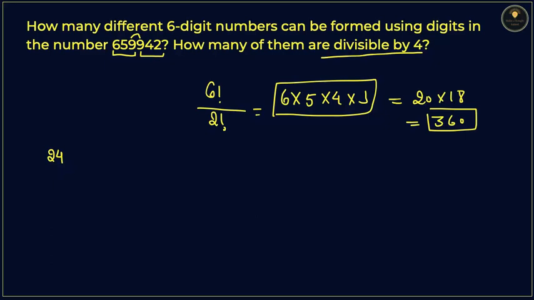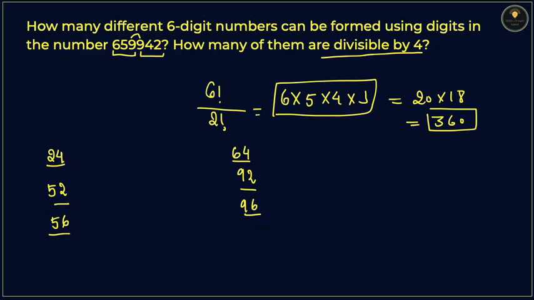The second one that you will get from here is 52, and the third is 56. The fourth one can be written as 64, and then we have 92, and at last we have 96. So all these numbers will be treated as the last 2 digits, by which we can say the number is divisible by 4.